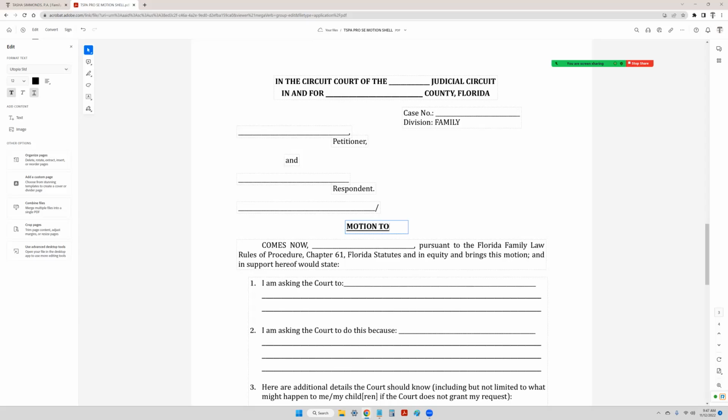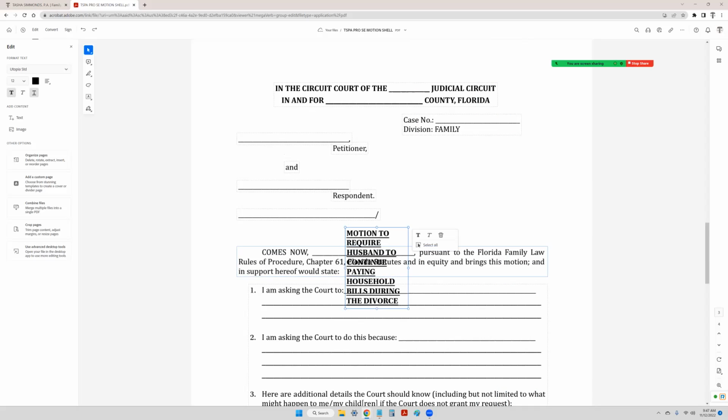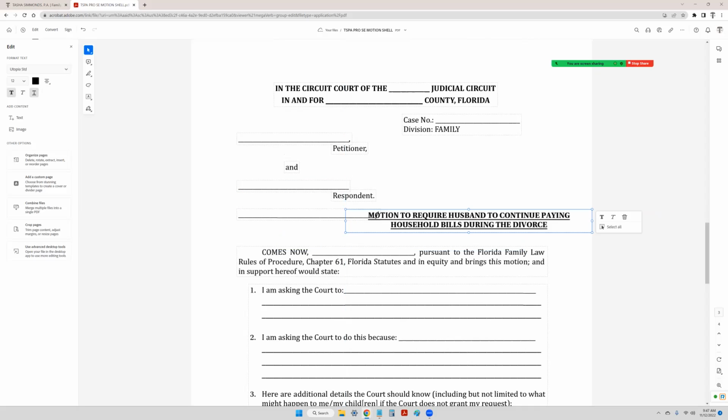Motion to require husband to continue paying household bills during the divorce. Now there's a certain motion for that, but again, you are not a lawyer. You're not going to know the proper jargon for everything. But if it's something you need the court to basically force the other side to do, then you write a motion. That's what it is. You're moving the court, you're asking the court to do something. So that's really all it is.